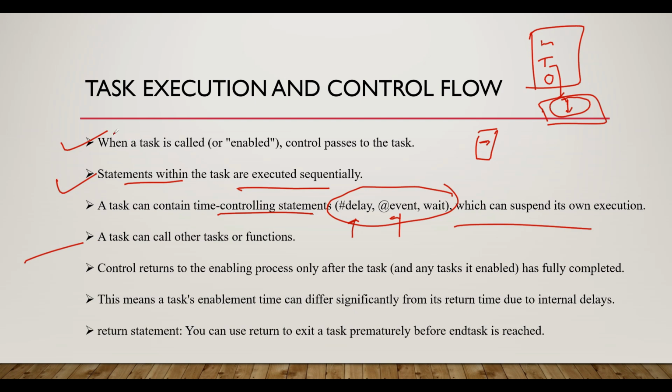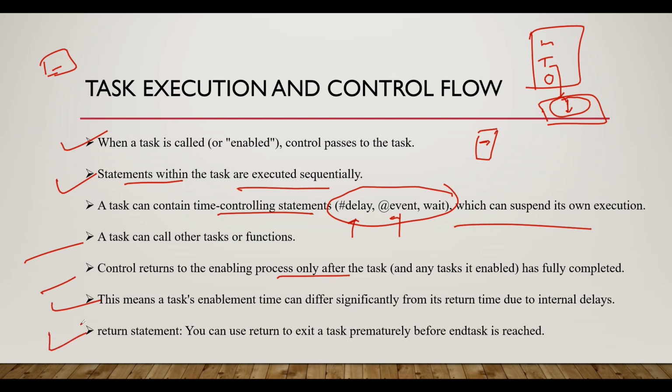Now a task can call another task or function inside the task. So you are allowed to call another task inside a task, or you can also call a function inside a task. Your task control returns to the enabling process only after the task has fully completed. I hope this is clear to you. This means your task enablement time can differ significantly from its return time due to its internal delay. Like we are adding some delay, so it will take some time for full execution.